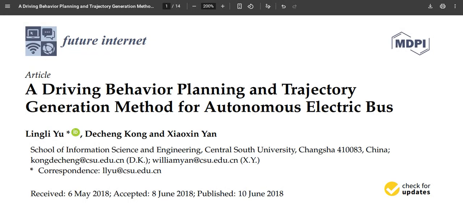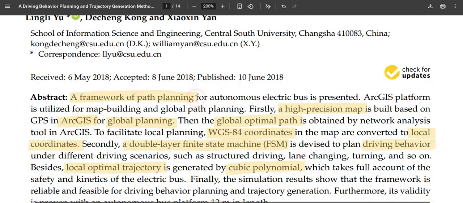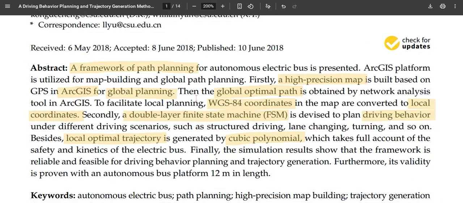Hi all. In this video, we see a paper titled Driving Behavior Planning and Trajectory Generation Method for Autonomous Electric Bus. In this paper, they claim they develop a novel framework for path planning, which includes building up a high precision map in an ArcGIS setup. Then they compute a global optimal path using global planning.